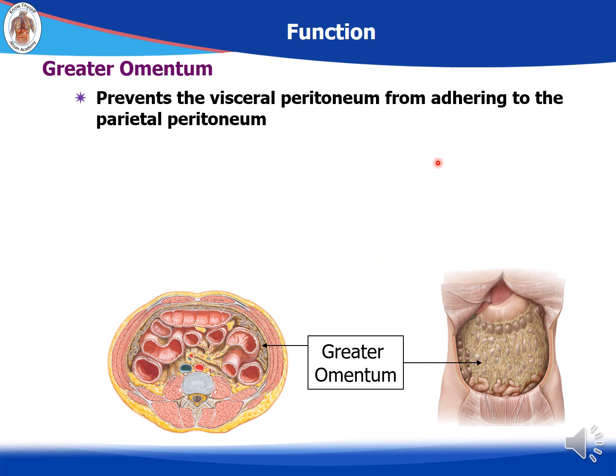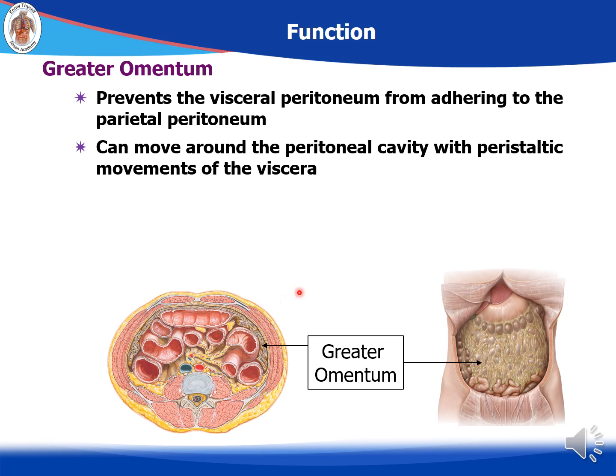This prevents adhesion of the visceral peritoneum. You see, friction can cause some injury, and there may be adhesion of this organ to that injured part, but this is always prevented by the greater omentum. This greater omentum hangs below. It has some degree of mobility.